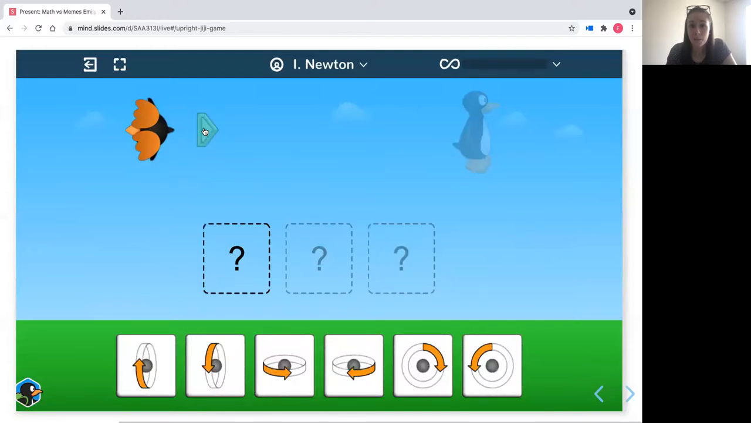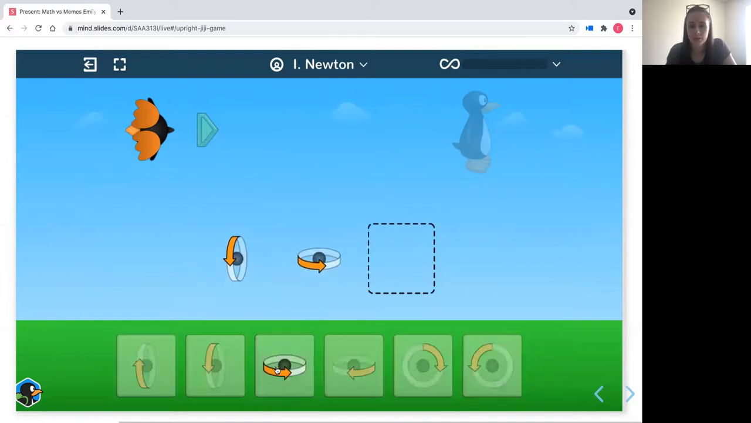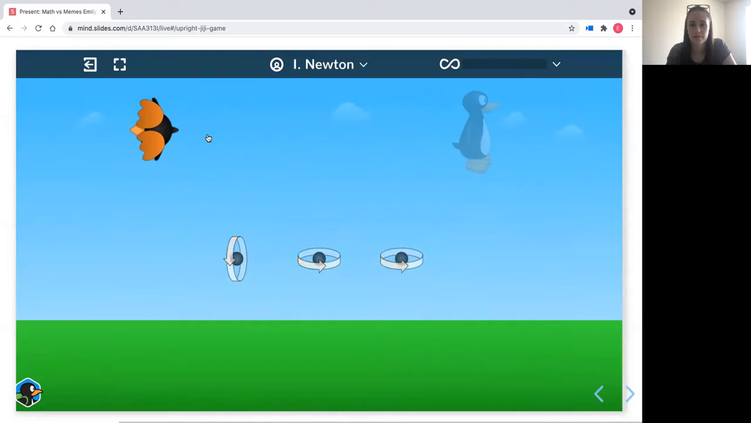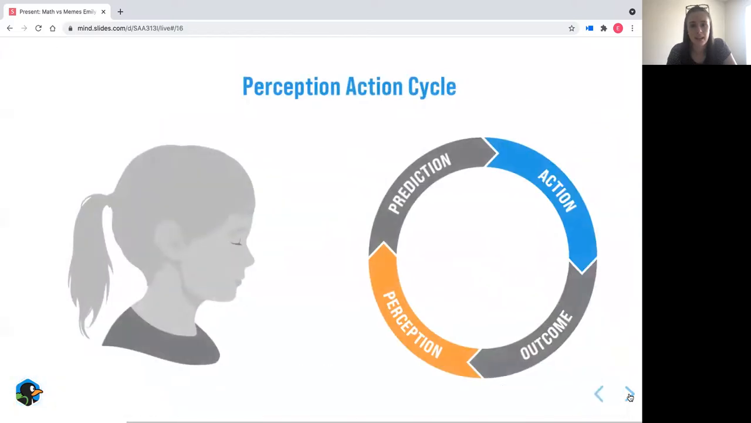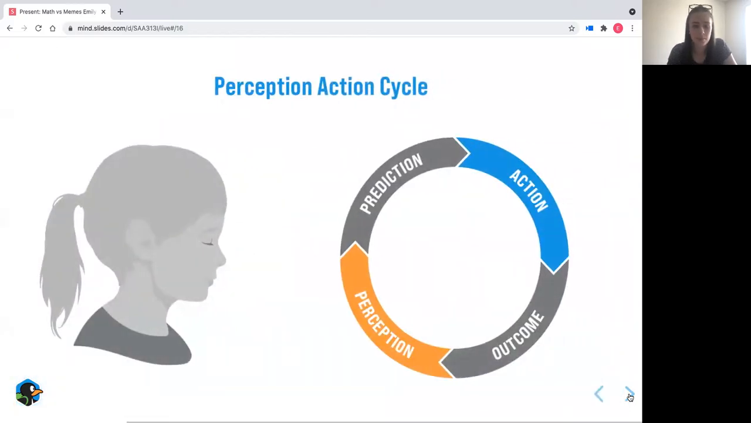So close. But this is an interesting point. We get to try this same puzzle again, and based on the feedback that we saw, change the prediction that we made. So instead, what if we used these 3 moves? We're able to help Gigi across the screen. In just that game, it highlights one of our brain's main thinking processes, the perception action cycle.